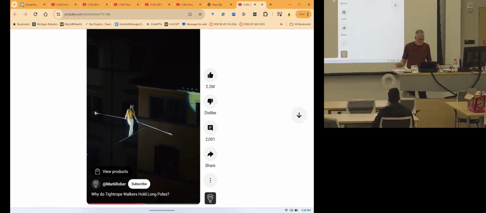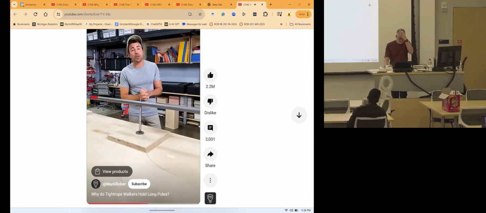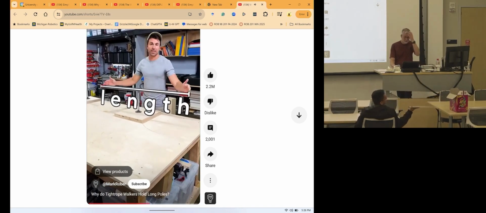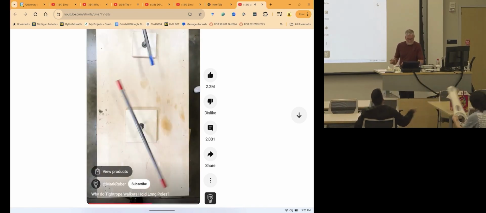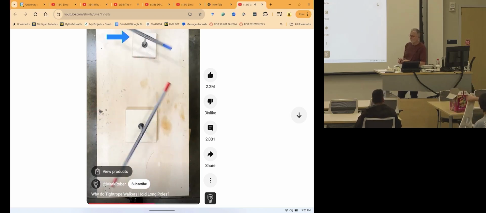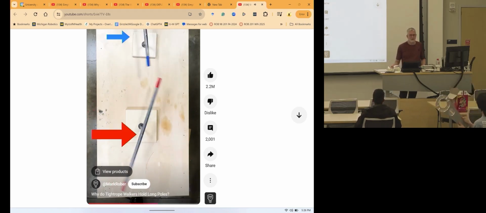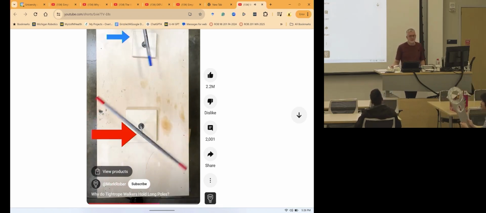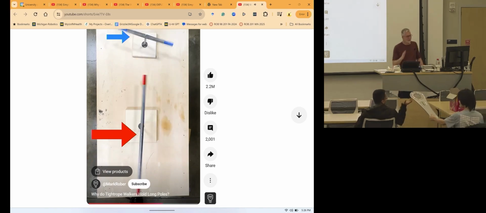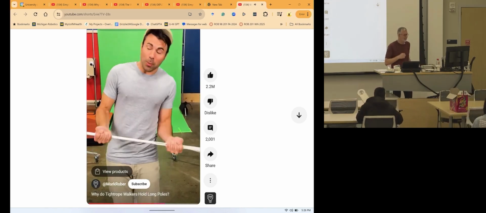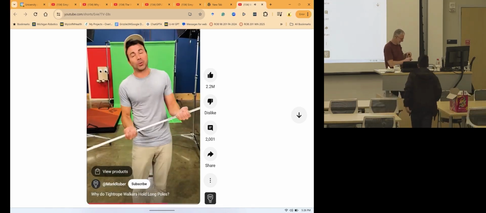They don't use huge weights, and that's because the biggest benefit of the pole comes from the length. These two rods weigh the same, but when I spin them with the same force, the shorter one rotates way faster than the longer one. That's because the longer one has more rotational inertia, meaning it's harder to rotate. So if you hold a long pole, that actually makes you harder to rotate as well.